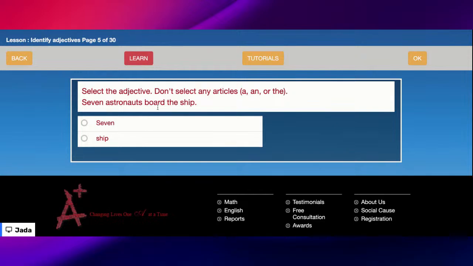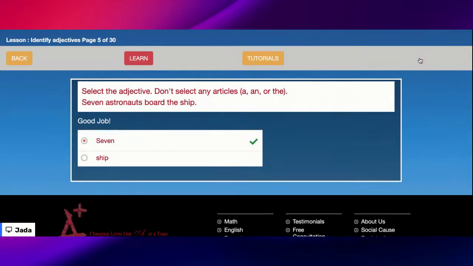Seven astronauts board the ship. Now, what is this one? Seven or ship? What is the adjective here? Okay. So seven, and it answers the question how many. Okay, good.